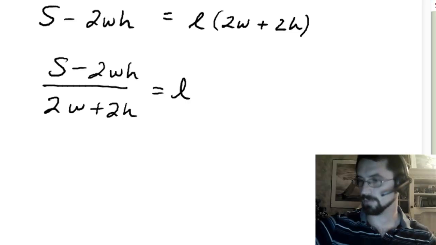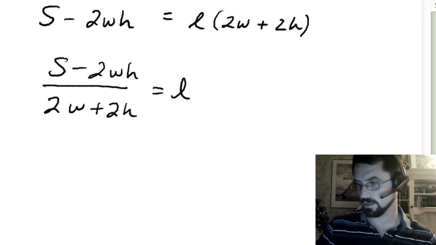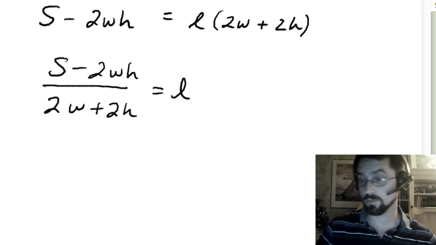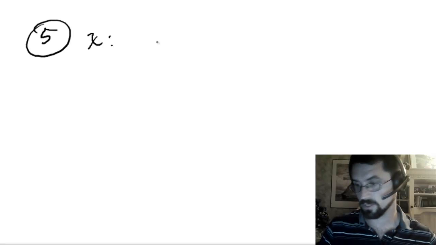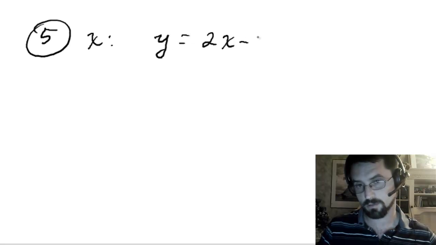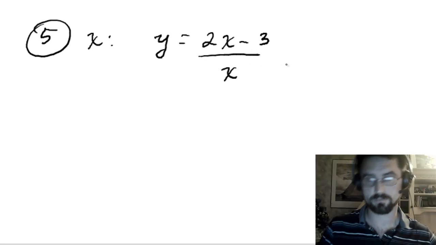In our last problem here, we also have the variable that we're interested in isolating located in more than one place in the equation. So let's see, this is number 5, and we're looking to solve for x, and the equation we're given is y equals 2x minus 3 over x.